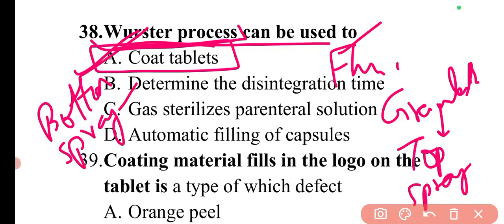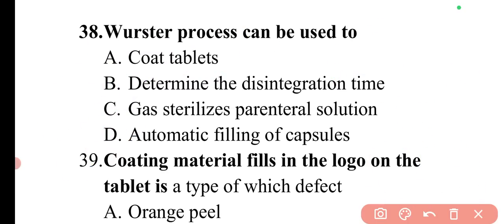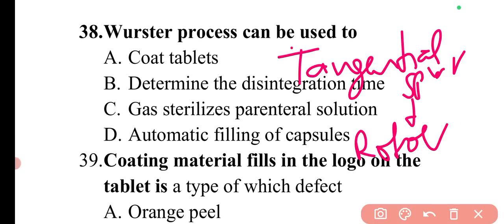So this question can be asked like, which one is the bottom spray process in fluidized bed coater? So that will be the first process. If it is a top spray, then it will be granulator. If it is a tangential spray, the third one, then it will be the rotor processor. So these three you need to know.